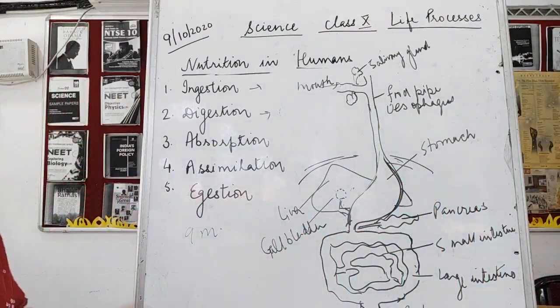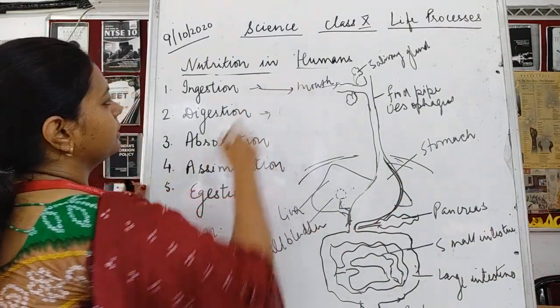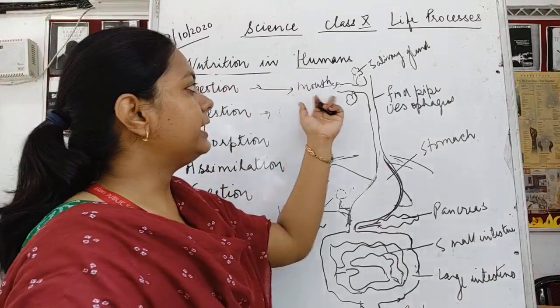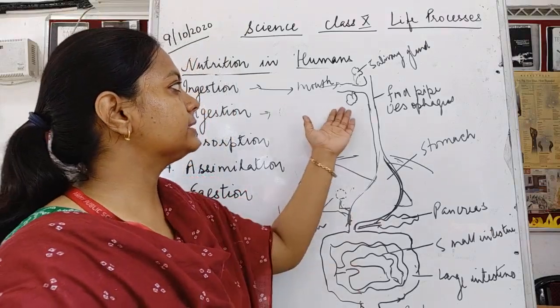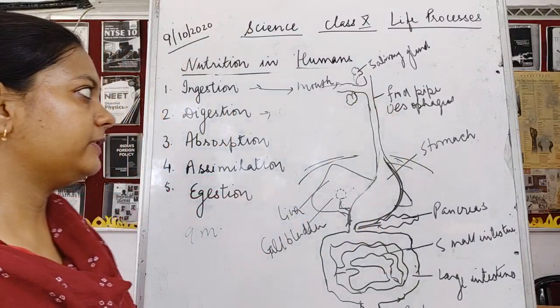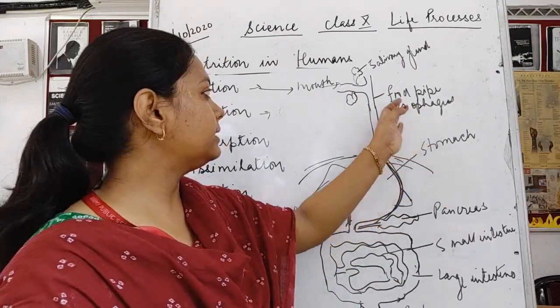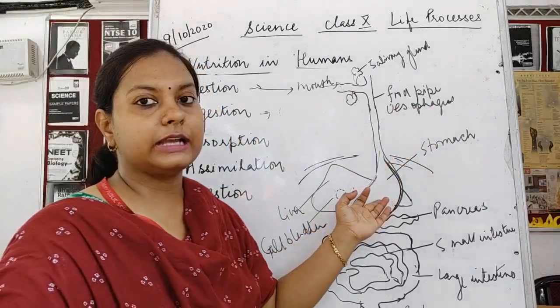Now, the alimentary canal has the mouth, and ingestion takes place from the mouth. The mouth is the only place from where the food enters. We are masticating the food with the help of the salivary glands, and the saliva gets mixed and the bolus is formed. Once the bolus is formed, it enters the esophagus. Then next it enters inside the stomach.